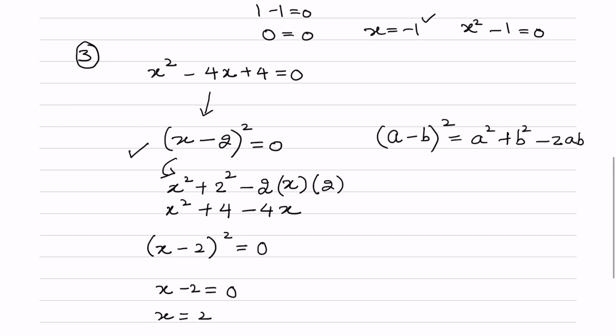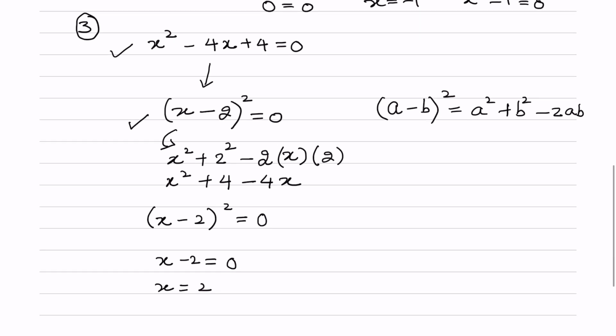Since this equation x square minus 4x plus 4 equal to 0 was a 2-degree equation, and here we have found the roots, x is equal to 2. So we'll say that here we have a double root. It has two roots which are the same, 2 and 2.